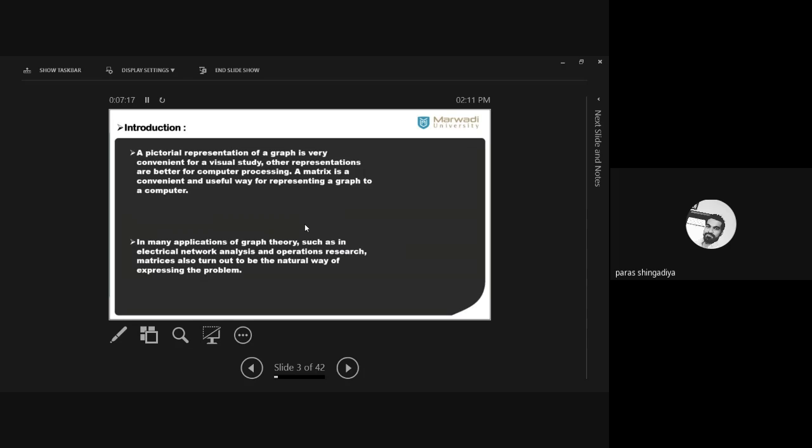So here one of the applications is given, of the matrix, related to computer science. A pictorial representation of the graph is very convenient for a visual study. Pictorial representation of graph is very convenient for visual study. Why is it convenient?